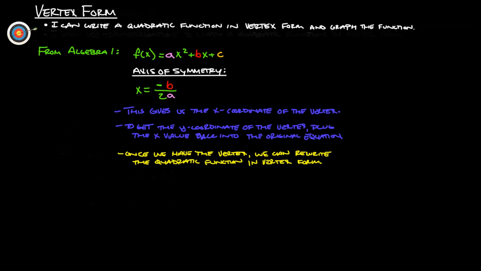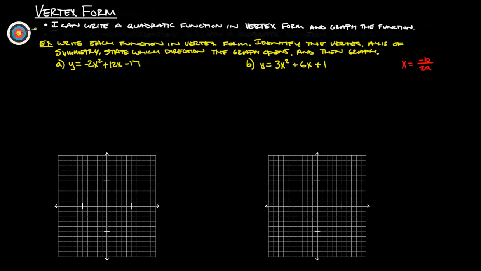So let's look at these examples here. Write each equation in vertex form. That's the first thing we're going to do, because they're going to ask us a bunch of things: to identify the vertex, the axis of symmetry, state which direction the graph opens, that's the fourth thing, and then graph. So they're actually asking us 5 things, which sounds like a lot, but once we find the vertex, pretty much the rest of this is going to fall into place.